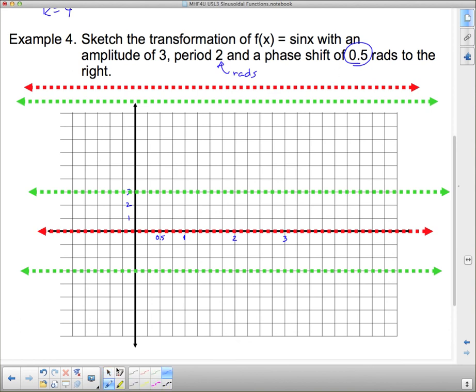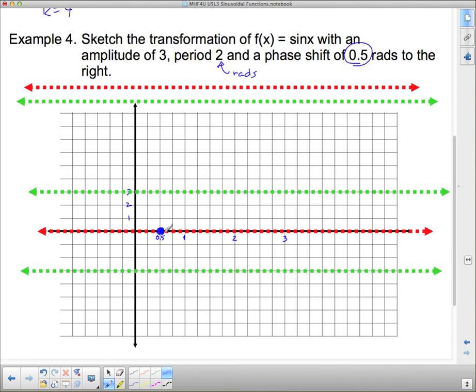Now it says that the period is 2, the phase shift is 0.5. So if the phase shift is 0.5, that means that I have to start at 0.5 with my sine. So here's 0.5, and remember, sine starts right on the axis. Unlike cos, which starts at a high point or a low point, sine starts at a 0. So we're going to put 0 phase shift, and what did it say? 0.5 rads to the right. So okay, I've gone to the right. That's good. Now, where's my end point?